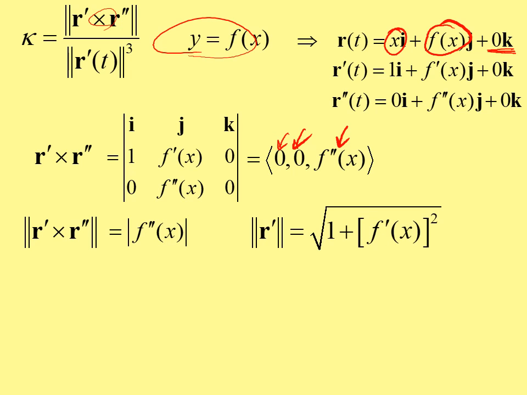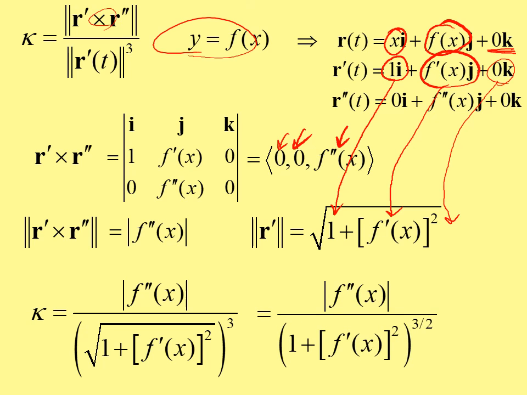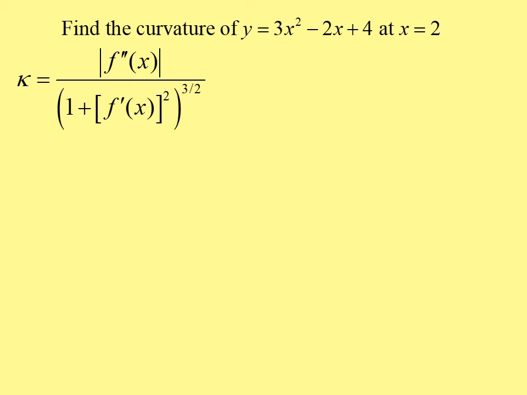Then the magnitude of r prime would be 1 squared plus f prime squared plus 0 squared. So that would give us a new curvature formula, which we can simplify to this. So to find the curvature from the formula that we just came up with, we need to do the derivative of 3x squared minus 2x plus 4, and then the derivative of that, and plug them into the formula.